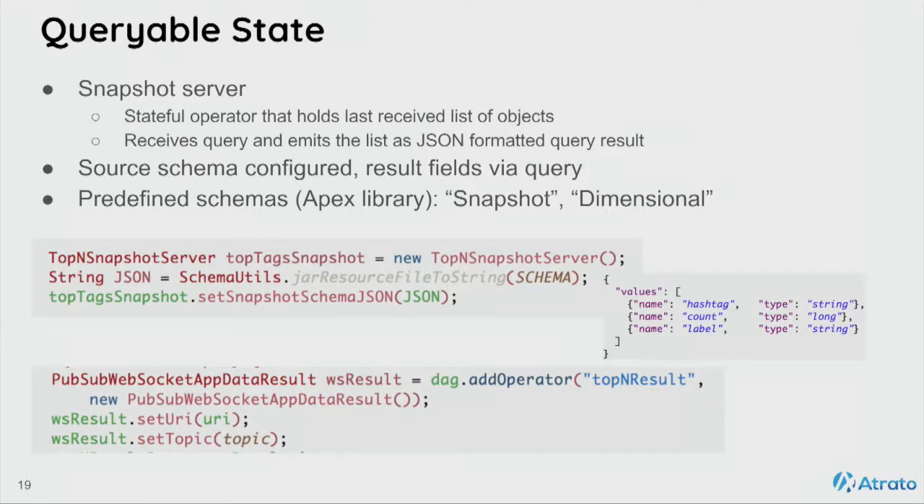So how does the queryable state work? The snapshot server has the data, as I already said. It is told what the schema is, and that's here. These are the fields that the upstream operator has produced, in this case hashtag count and that extra label field. We configure the snapshot operator with that schema. Then we have another operator that is responsible for pushing the results to the chosen transport. In this case, it's WebSocket. It could be a Kafka operator. It could be something else too.